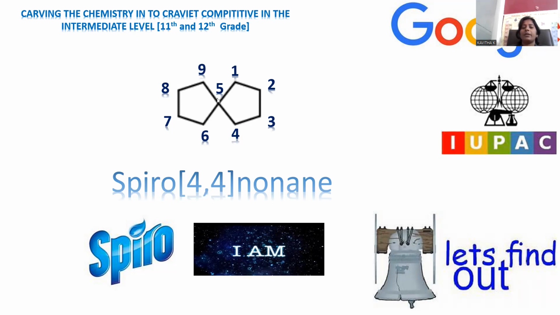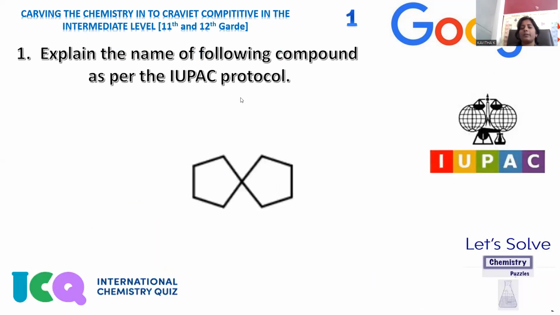And here, it is a 9 carbon system. If you notice, 1, 2, 3, 4, the fifth carbon is the bridged one, then sixth, seventh, eighth, ninth. This is the entire system with 9 carbon atoms, so the parent skeleton will become nonane. This is the way. Spiro[4.4]nonane is the complete name for this spiro compound as per the IUPAC protocol. For this compound, spiro[4.4]nonane is the IUPAC nomenclature.